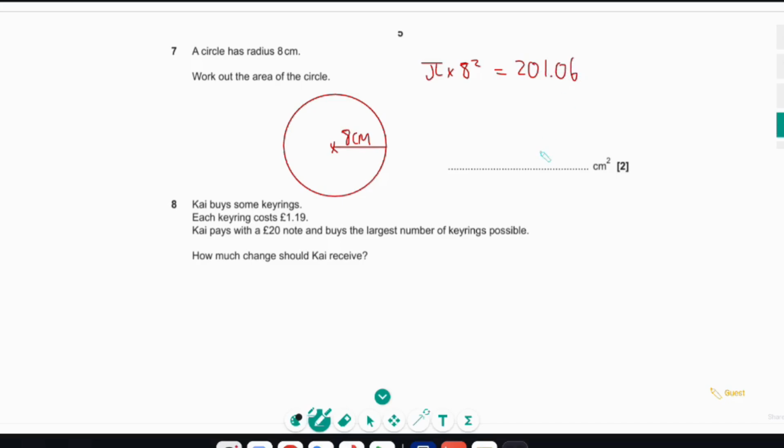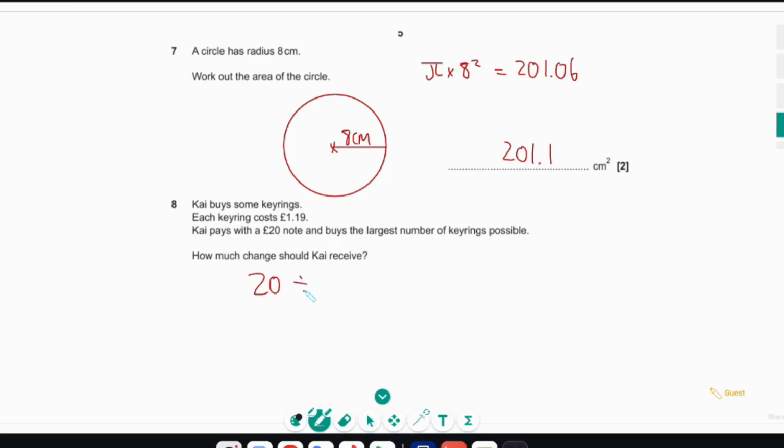£201.06, which rounds to 201.1. Kai buys some keyrings. Each keyring costs £1.19. Kai pays with a £20 note and buys the largest number of keyrings possible. How much change does Kai receive?